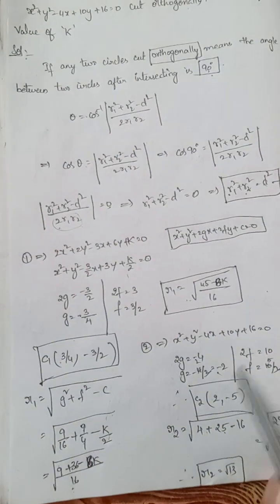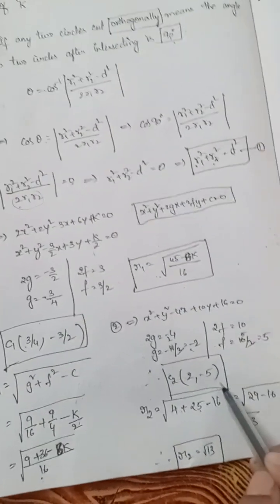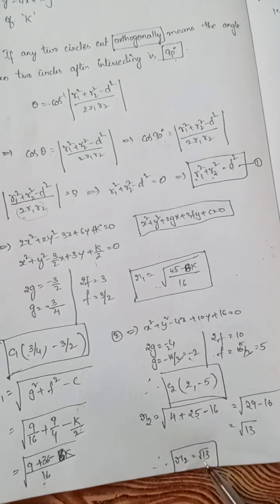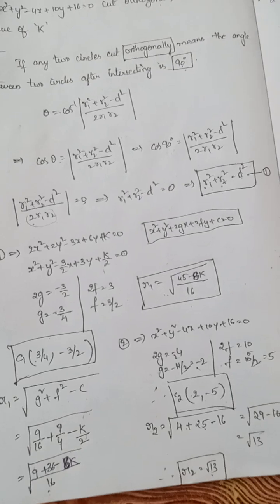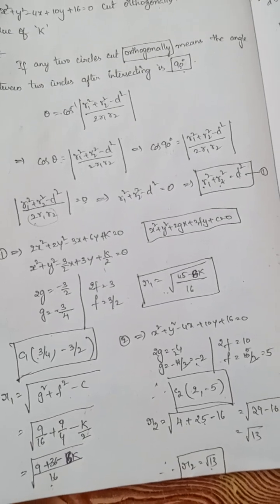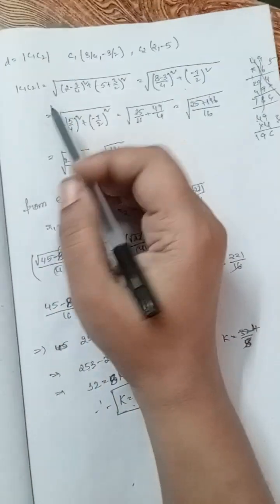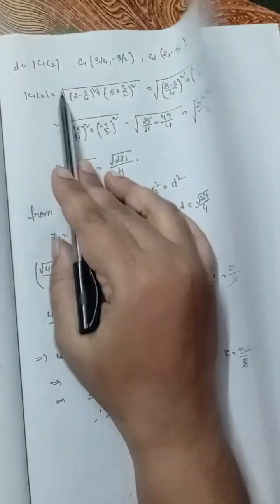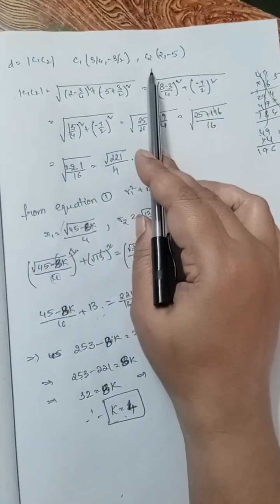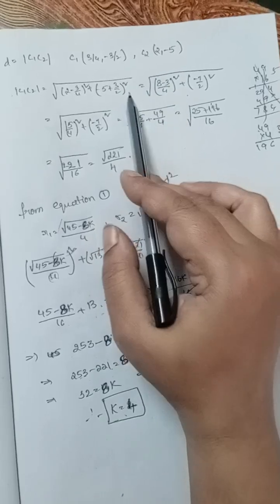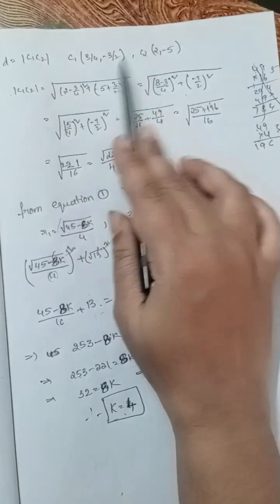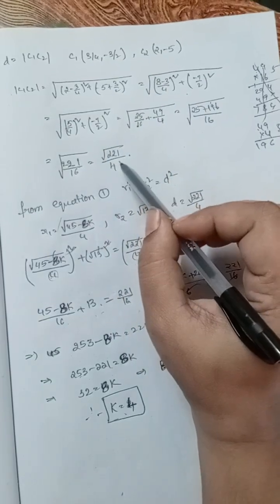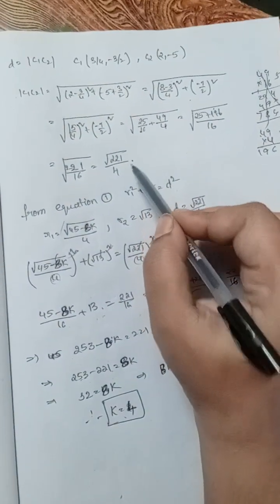Next, coming to the second equation, we will get center (2, minus 5) and radius root 13. If you calculate in the same way as previously, we will get those values for C2 and r2. Now coming to the distance between centers. What is the distance between two points? Formula: root of (x2 minus x1) whole square plus (y2 minus y1) whole square. Using these two points, we will get root 221 by 4.